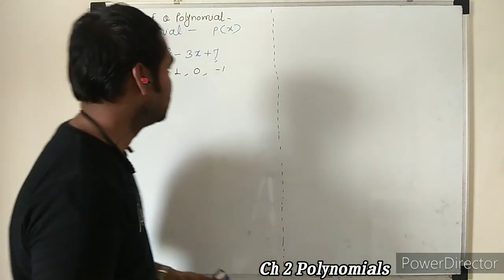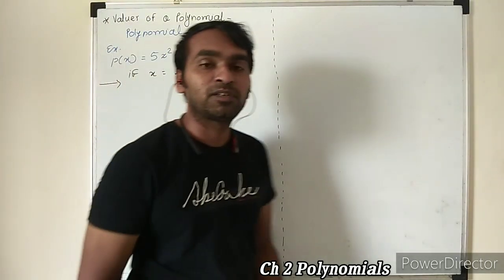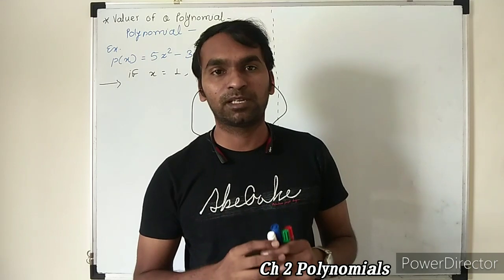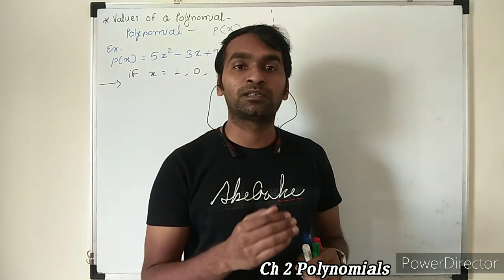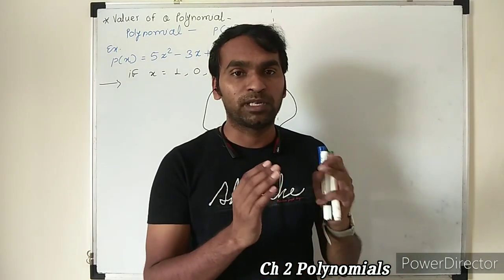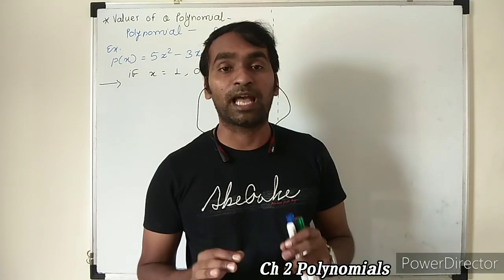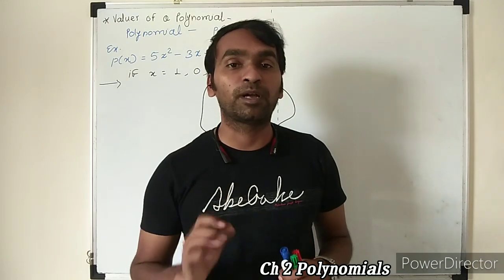Okay, next point. Values of a polynomial means you are given one equation and the variable used, suppose x, and then values are given: x is equal to 1, 0, -1 and 2. Any such value you have to put in the given equation and then find the answer. That is the value of a polynomial.